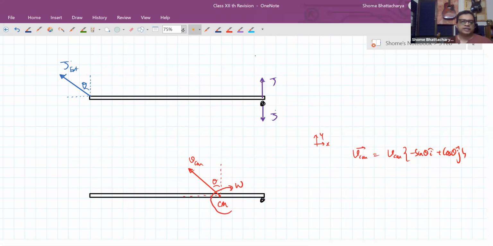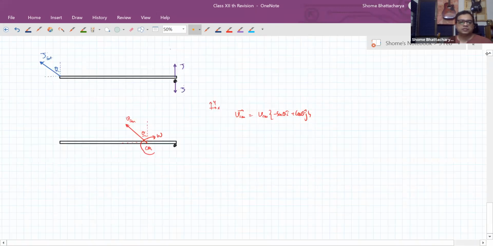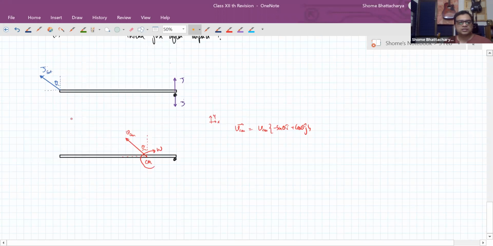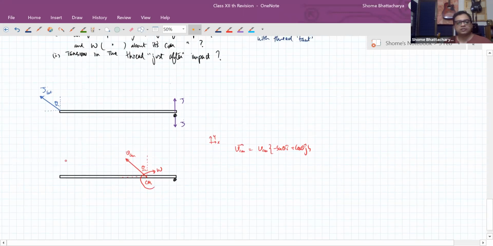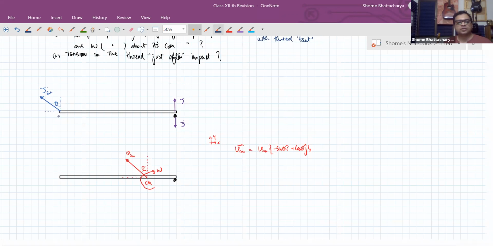But at the same time, the interesting thing is that this impulse is acting through this point. So we can conserve angular momentum about this point, or you can even conserve it about the point P. It doesn't matter, anywhere on the line of action. So we can conserve it.